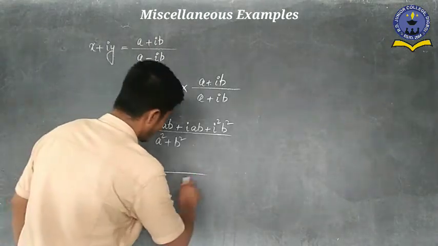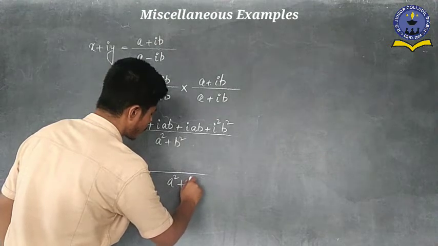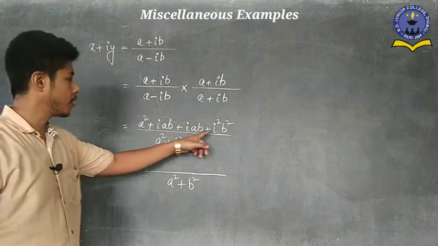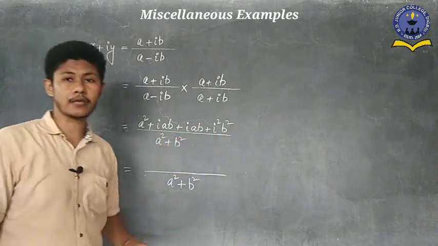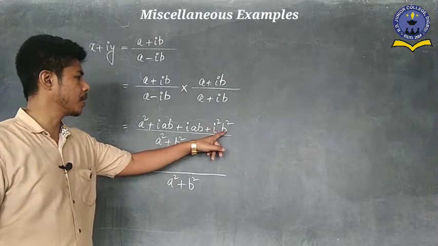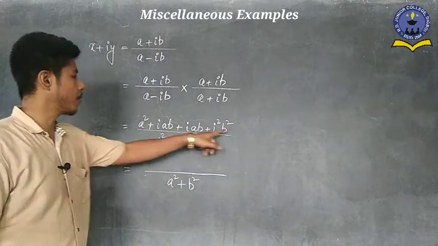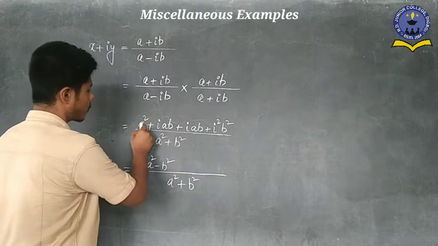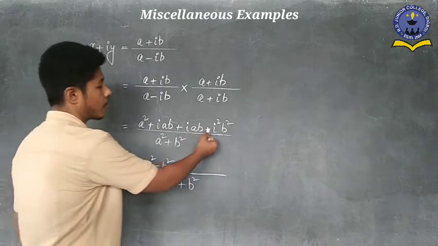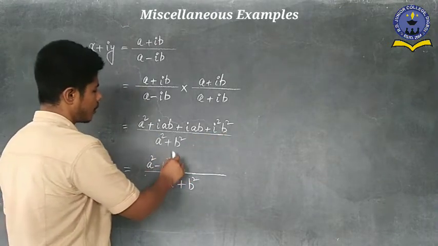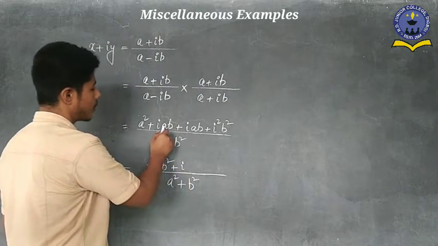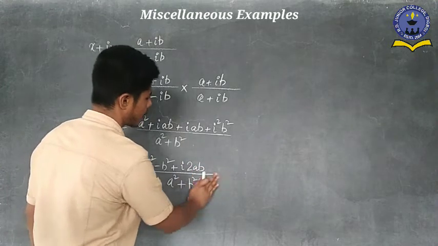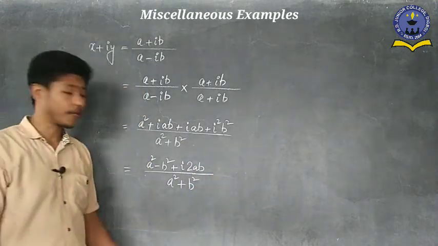So after getting this, the denominator is a square plus b square. Now what is the value of i square? i square means minus 1. If i square is minus 1, then this one remains minus b square. So we write a square minus b square first, and then plus i. Then ab plus ab means 2 times ab, so i into 2ab. Is it clear? I think all of you understood this one.